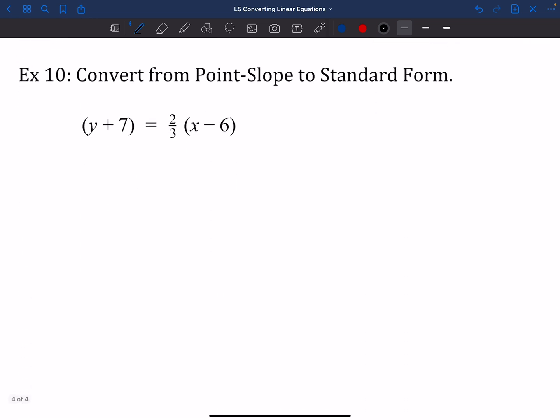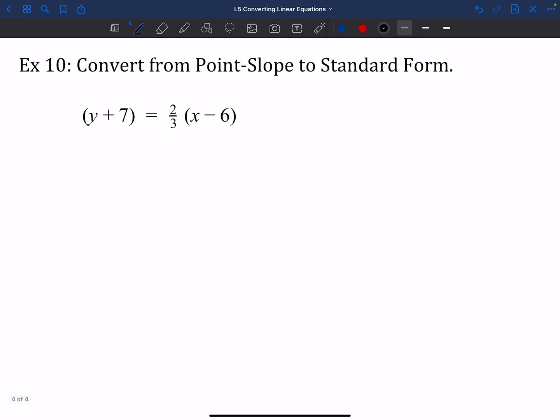What I'd like you to do is try out number 10. Try and turn this all the way into standard form. All right, so pause here, give it a shot. If it doesn't go well, you've got plenty of space. You can follow along with me afterwards, but see if you got it.